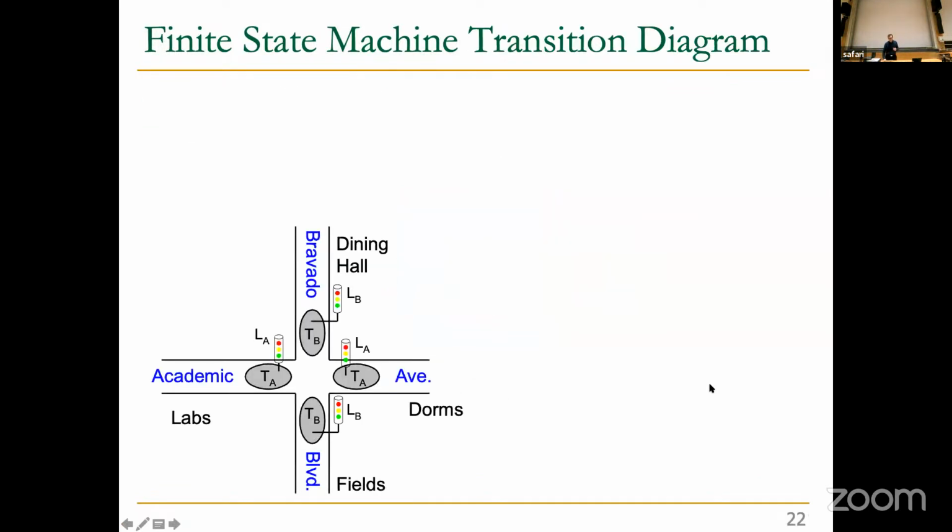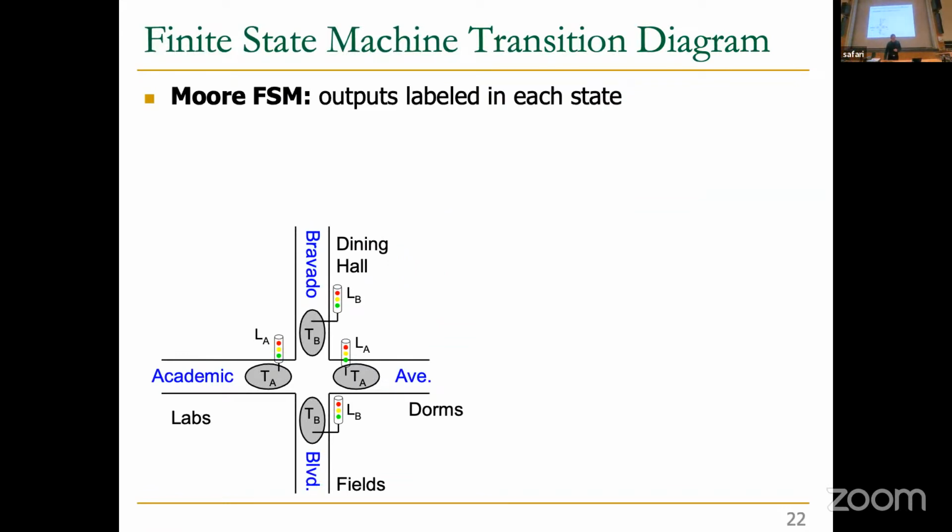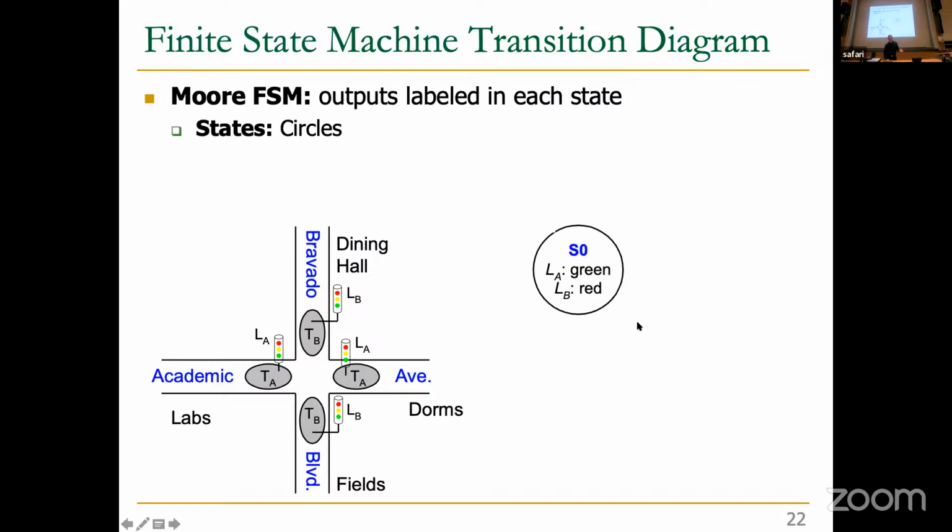Okay, I've already said all of these, I think. Now let's construct this finite state machine diagram relatively quickly. We're going to construct the Moore finite state machine, but you could also easily construct a Mealy one. States are going to be circles. This is our state 0.